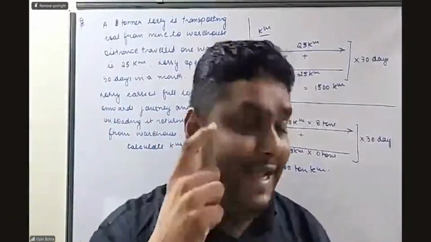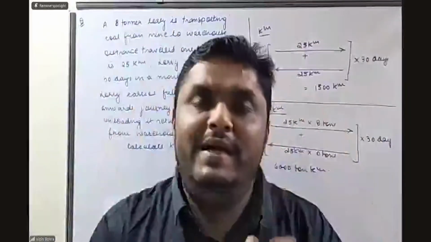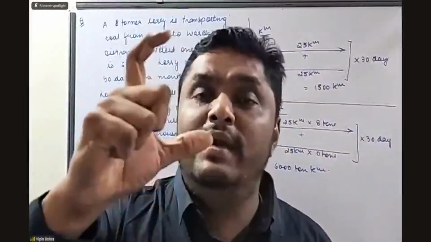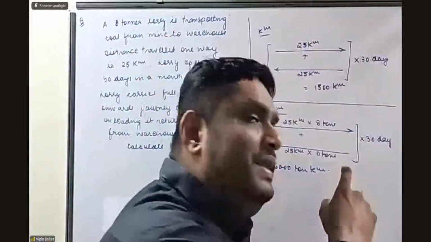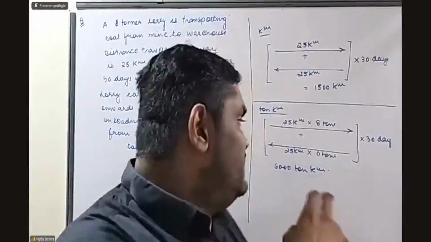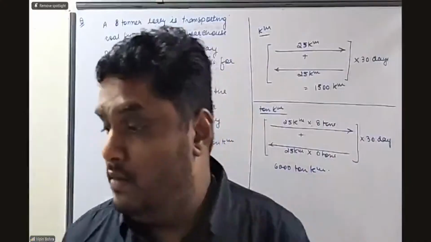So actually, now the total cost divided by ton kilometer. Therefore, the cost per ton kilometer will be increased because it is returning empty. That's why the cost per ton kilometer will be increased. So that is the reason we are ignoring this part.